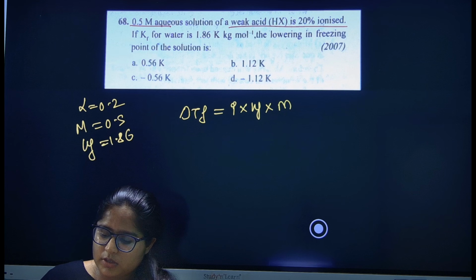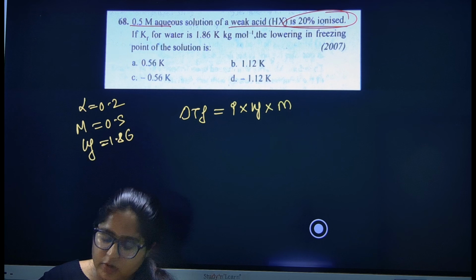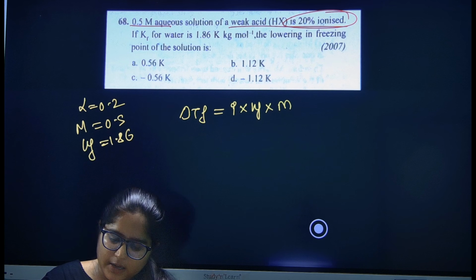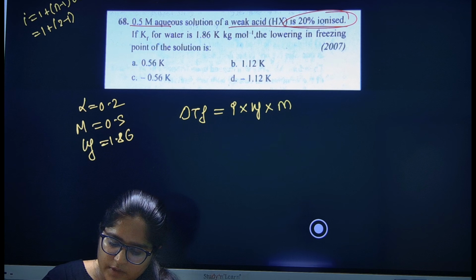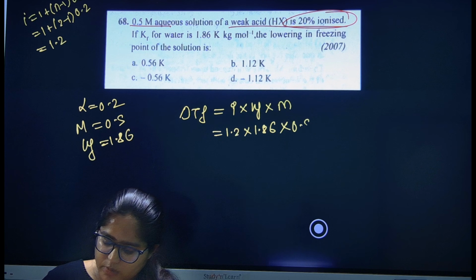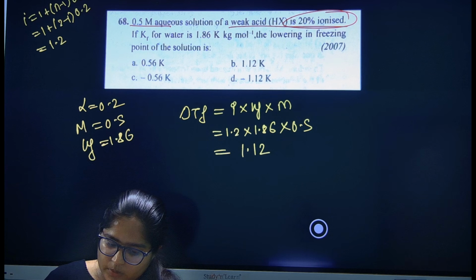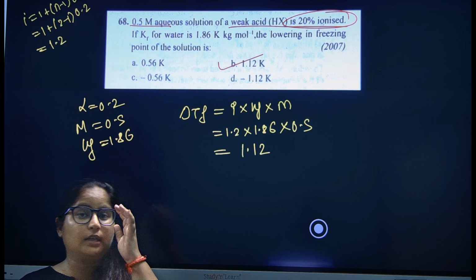Why i? Because HX is a weak acid and alpha is also given. So we know how to calculate i. Okay, let us calculate i. i equals 1 plus n minus 1 into alpha. 1 plus 2 minus 1 into alpha, which is 0.2. So we will get 1.2 here. So 1.2 into 1.86 into molality 0.5. After calculation, what we are getting is 1.12. Okay, so 1.12, option number B is the right answer.